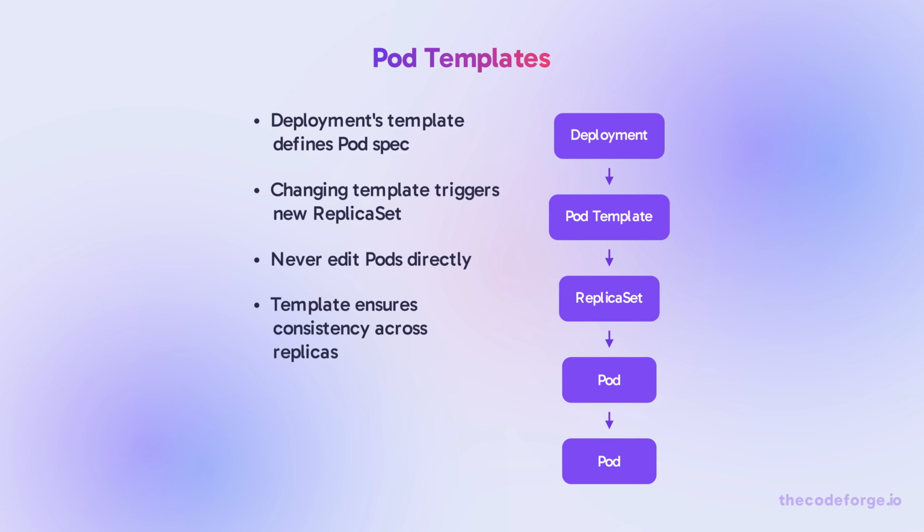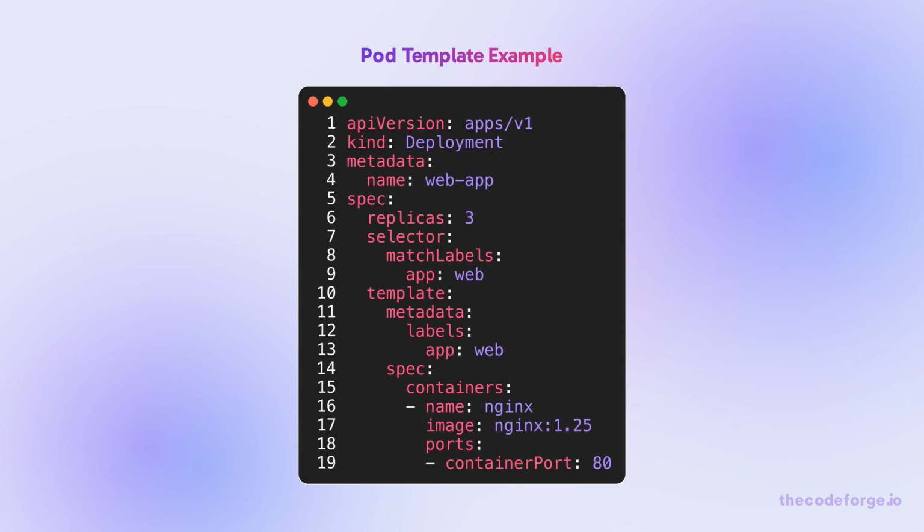The pod template inside a deployment is the blueprint for all pods it creates. To update the application, edit the template, never the running pod. The ReplicaSet ensures all pods from the same template are identical. The template section defines the pod spec. Any change here triggers a rolling update. This ensures all pods are created from the same definition, preventing configuration drift.